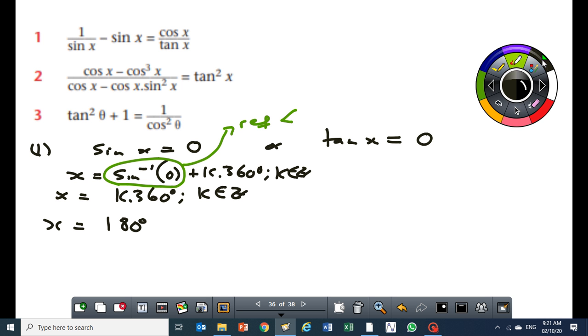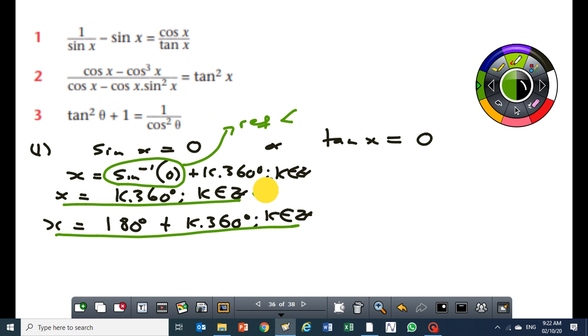Shift sine of 0 is an angle, and it's equal to 0 degrees, in the first quadrant. Then we subtract that reference angle from 180 to get the angle in the second quadrant. So 180 minus 0 will give us 180 plus k times 360 degrees, where k is an integer. So we end up having two general solutions here, this one and that one.